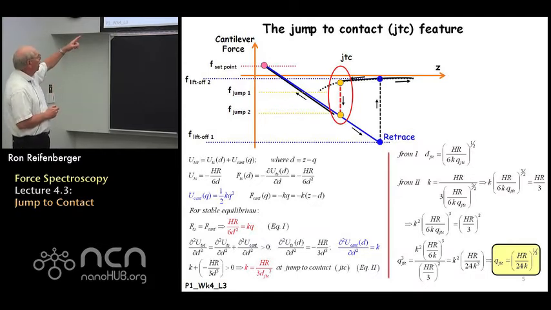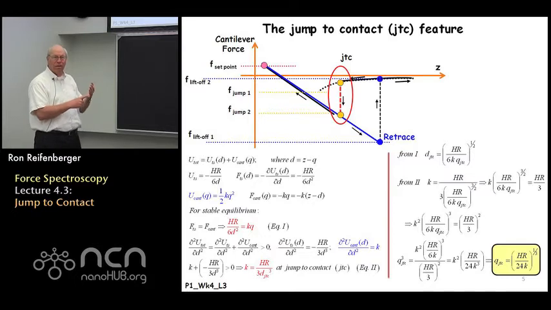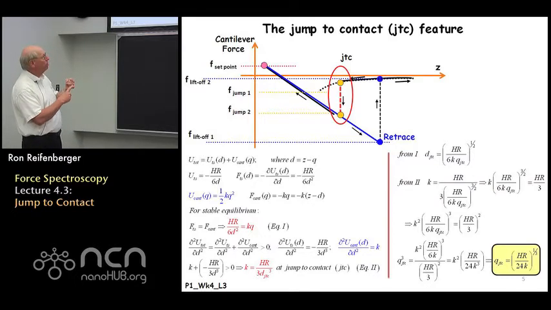So the result I get from equation 1 on the right-hand side of the slide, that's not terribly interesting. It just relates the distance d for jump to contact to the deflection of the cantilever q for jump to contact. That number is going to depend on the interaction potential energy through the parameter H, the Hamaker constant. It's going to depend on the radius of the tip, capital R, and it's also going to be related to the spring constant K. So that's a nice result, but it's not terribly relevant.